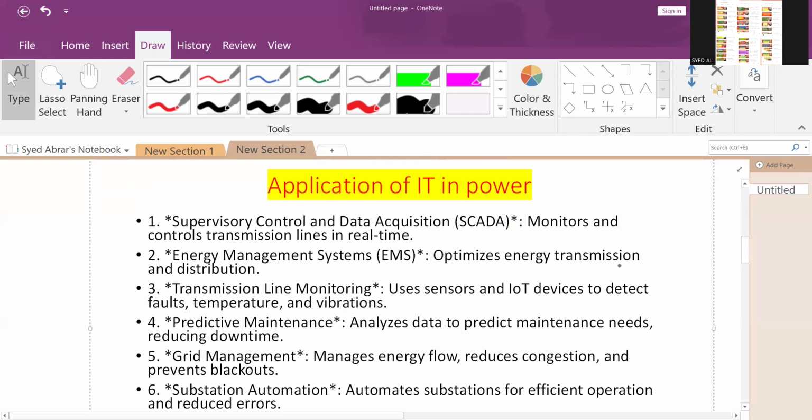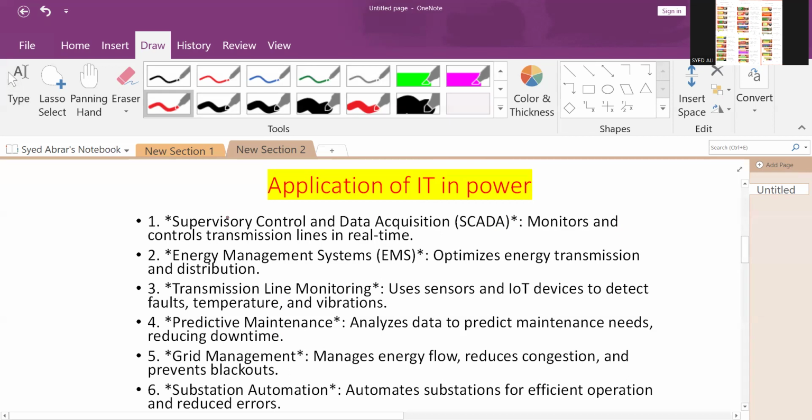Now, this particular video is about the application of information technology in the power sector. You can see here a number of functions which have been IT based for a long time now, and some of them are going or have been transformed into artificial intelligence based software as well. But in this video, we will discuss only the use of information technology, or computer science, or the software or the hardware in the power sector.